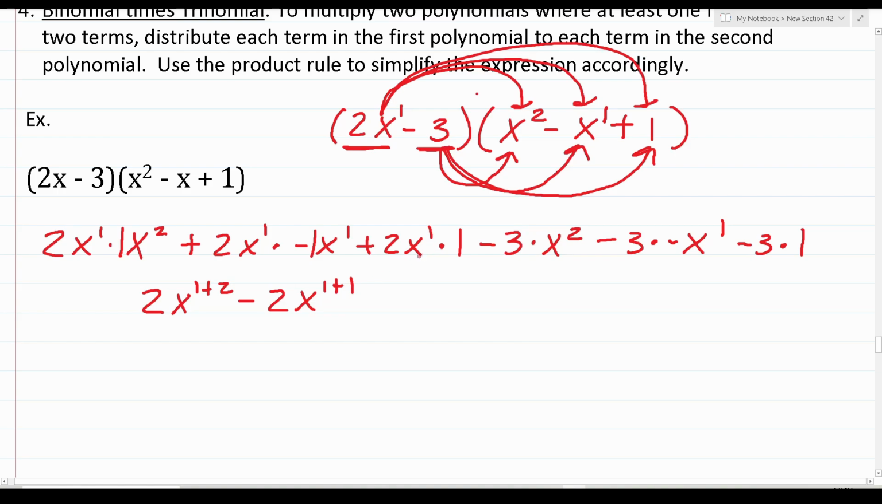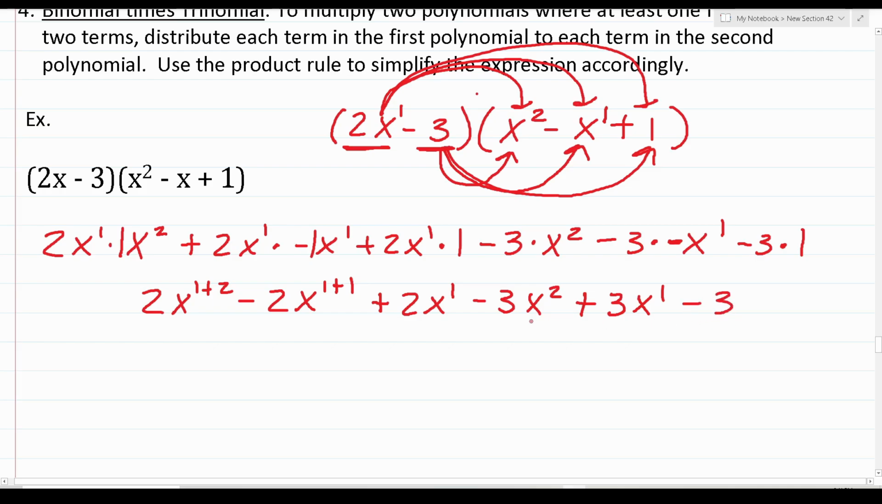Let's work this one out here. This is just 2x to the first times 1. Anything times 1 is just itself. So this becomes just plus 2x to the first. Let's work on this right here. So this is minus 3x squared. And let's go ahead and work on this. That's a negative sign. This is negative times negative. Negative times a negative is a positive. So this is plus 3x to the first. And then finally, we have a negative times a positive. So this is negative 3.